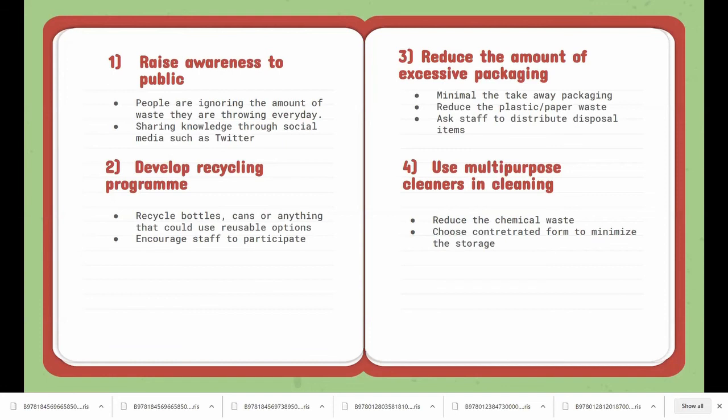And then next, we can reduce the amount of excessive packaging for takeaway. For example, we can reduce cutlery or napkins. Besides, we can ask staff to distribute disposable items instead of placing them in the self-service area. By taking this action, we can minimize the plastic waste and packaging waste in the buffet restaurant. Furthermore, we can use multi-purpose cleaner in cleaning. In order to reduce chemical waste, we should choose concentrated forms to ensure that it can work as a disinfectant for surface areas and leave them germ-free.